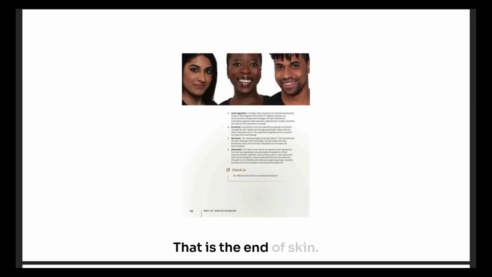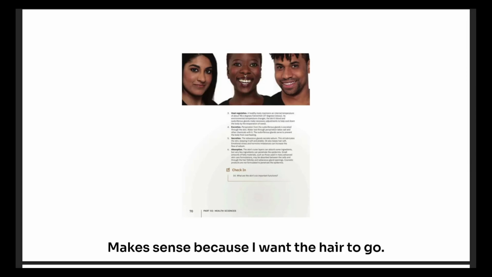Woo! We survived, guys. That is the end of skin. So we're going to move on to the next portion, which is hair. Makes sense because I went to hair school. But this part is going to be very detailed. There are going to be multiple chapters on this one, so I'm going to go through all of them because you never know what you don't know. All right. See you soon.